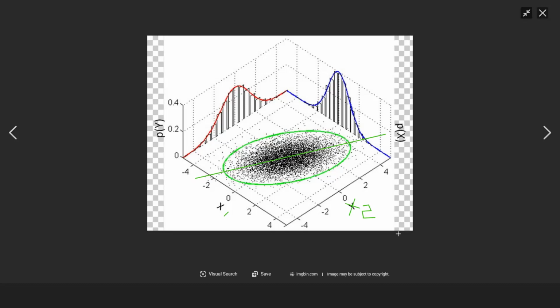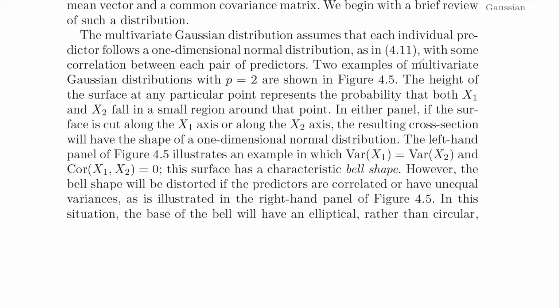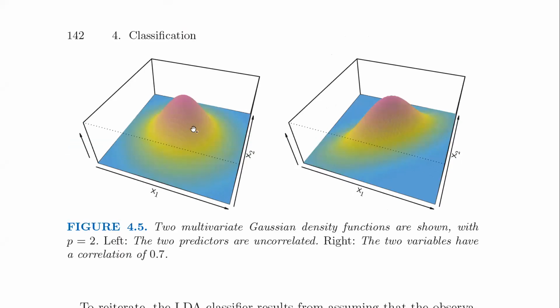We usually take the example of voting patterns, right, or political beliefs. If you know a person is of a specific religious denomination, then you could say, okay, they're more likely to be in favor of this position or less likely to be in favor of that position. Two examples of multivariate Gaussian distributions with p equals 2 are shown in figure 4.5. Okay, so this looks circular, this looks elliptical.